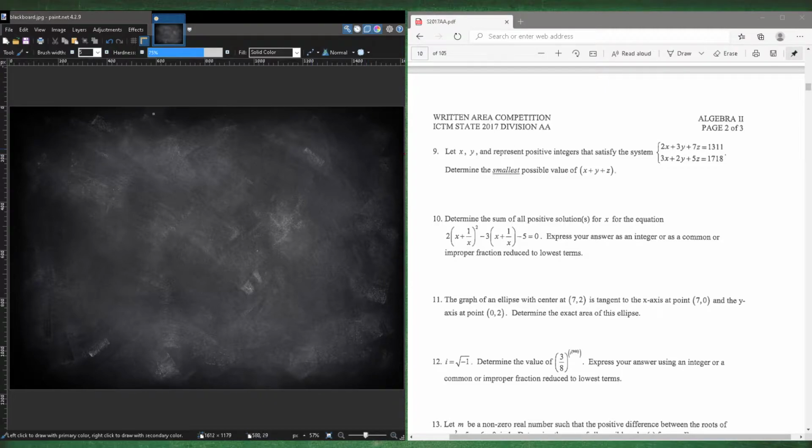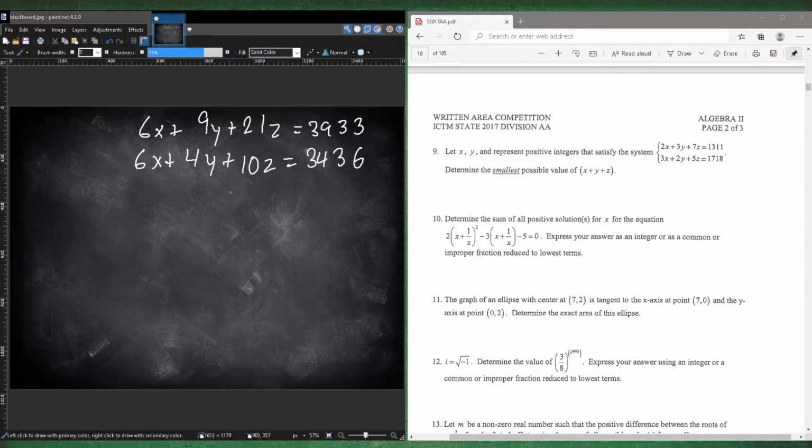So let's multiply the first one by 3, so that's 6x plus 9y plus 21z is 3933. And then if we cancel our x, we can multiply this by 2, so that's 6x plus 4y plus 10z is 3436. So let's subtract the second one from the first one. So that's 5y plus 11z is equal to 3933 minus 3436, we get 497.